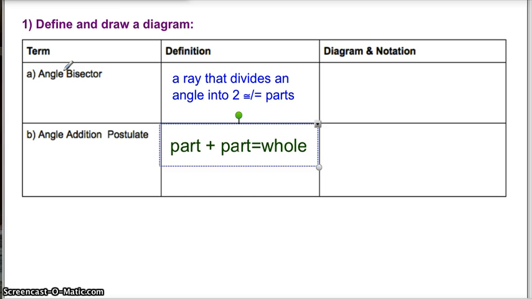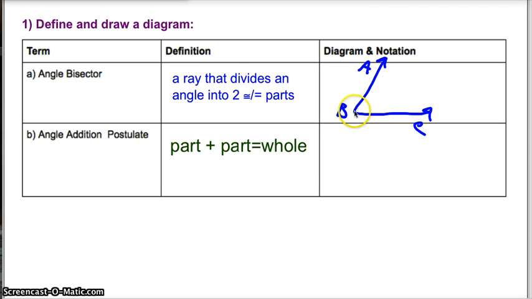But anyway, an angle bisector by definition is a ray that divides an angle into two equal or congruent parts. So if we're dividing an angle, we first need an angle, and I'm going to call this angle ABC. An angle bisector is a ray, meaning it starts at a point and goes outward. And what it's doing is cutting this angle so that this piece and this piece are congruent.